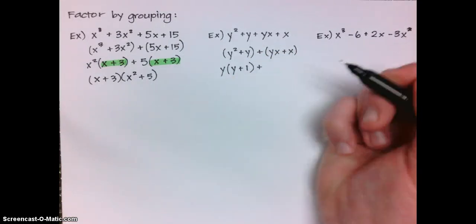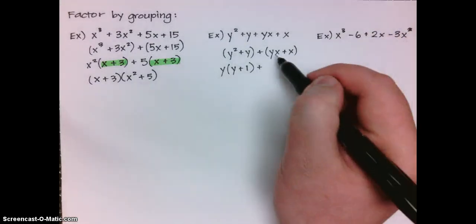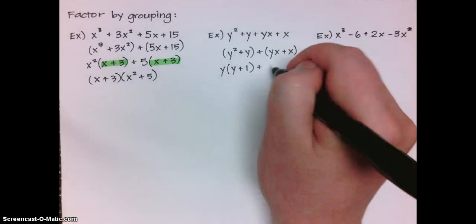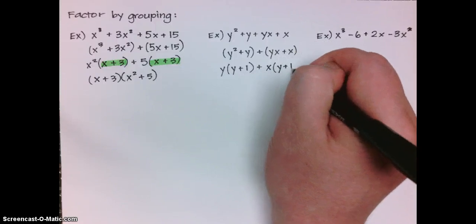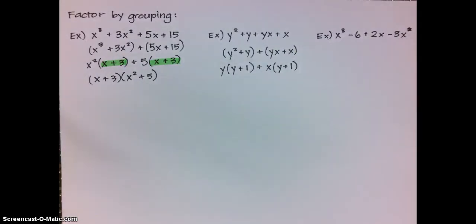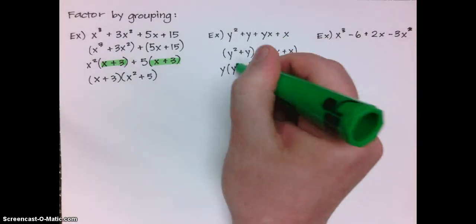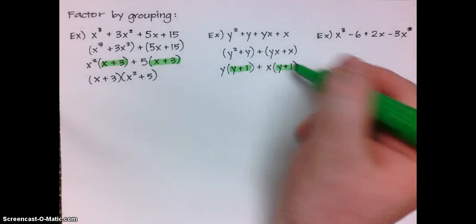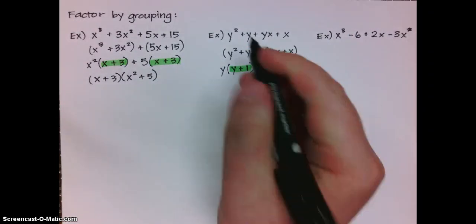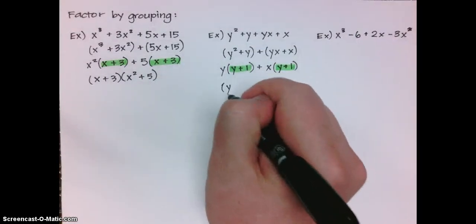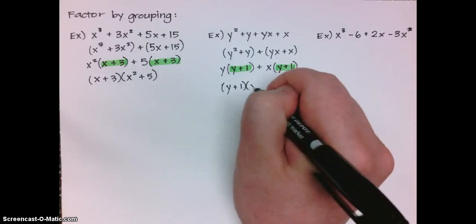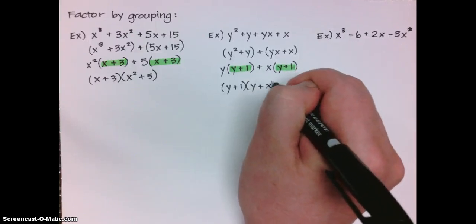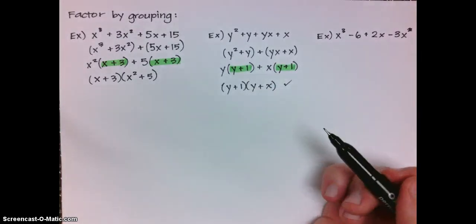Let's do the same thing for the second group. I have yx and I have an x, so I'm going to just take out an x and I'm left with y plus 1. Look at that. So I have the same thing written inside my parentheses, the y plus 1. So I'm going to pull that out and multiply it by what I'm left with, the y plus the x. Okay, and now I am done with that one as well.